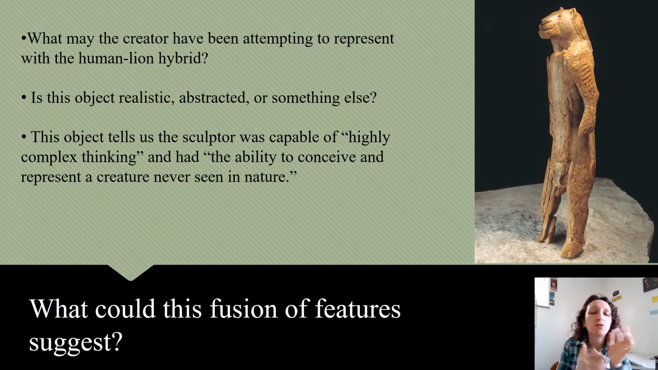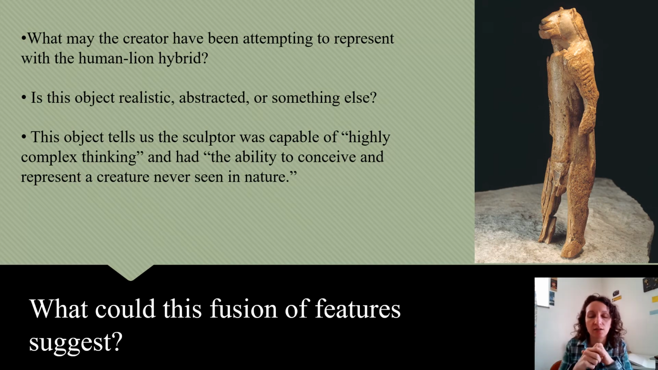Okay, so now I want to ask you everything that you know about sympathetic magic, everything that you know about hunting, right, and the importance of hunting to these people, and the fusion, right, the sympathetic magic. What do you think of this object? What do you think this object is communicating? Just so you know, it's a lion-human hybrid, right? It has the body of a man and the head of a lion.